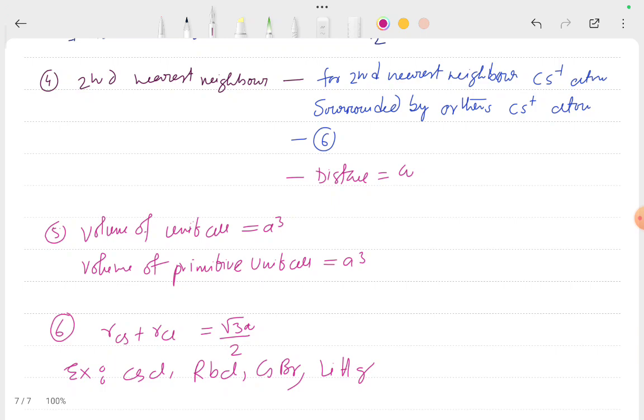Please remember how to calculate the first nearest neighbor atoms and second nearest neighbor atoms. Especially NaCl and diamond structures are very important for your competitive exam purposes. They ask many times in examinations. So be careful, prepare everything very well and make good notes, otherwise you will not be able to revise everything in a very short time.